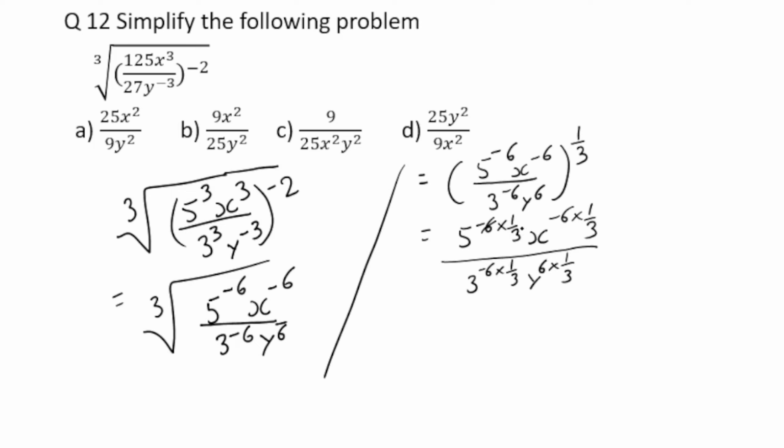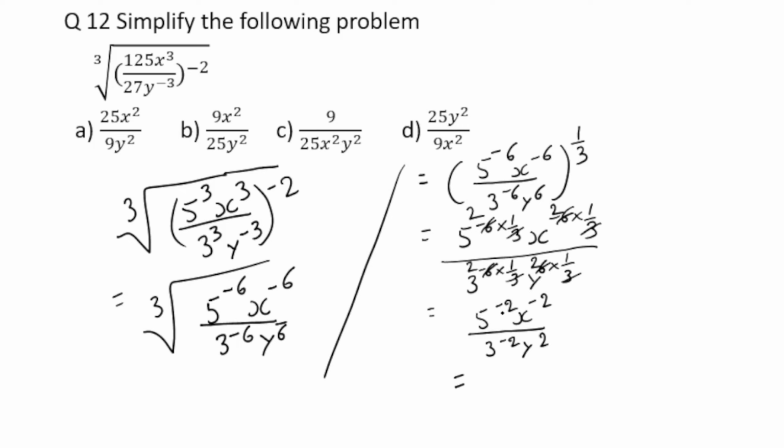6 divided by 3, 2. Similarly, 6 divided by 3, 2. So we get 5 to the power minus 2, x to the power minus 2, on denominator 3 to the power minus 2, y to the power 2.